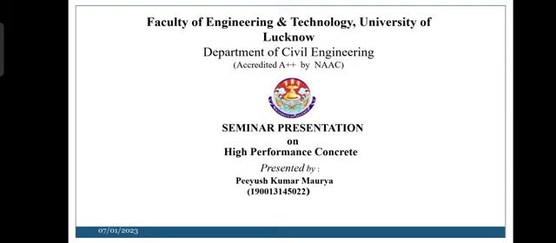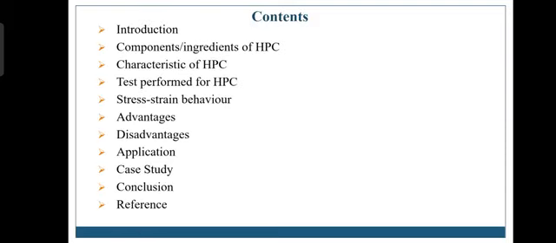Let's move on to the content. First is the introduction, in which I will discuss concrete and what high performance concrete is, how high performance concrete is different from high strength concrete, and which properties are enhanced in HPC. Next is the ingredients which are used in HPC.